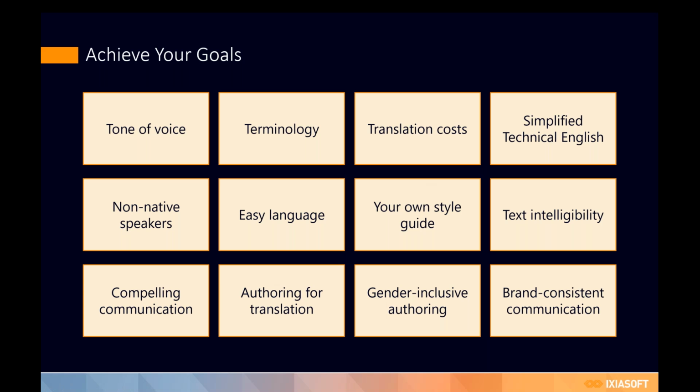Typically, you have a goal you would like to achieve when using authoring assistance, and some of the typical goals we encounter on the markets are listed on the slide here. A very common goal is you have a tone of voice and you would like to use it consistently across your company. So everyone should write in the same tone of voice when he creates content for the company.